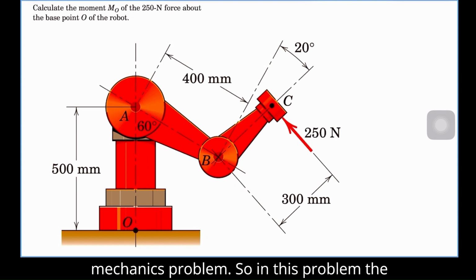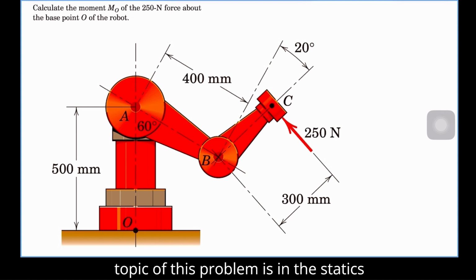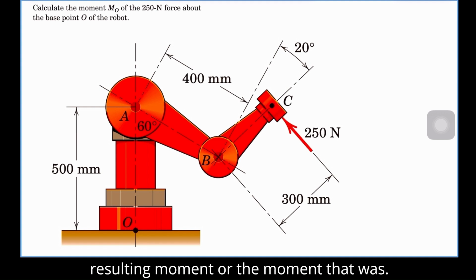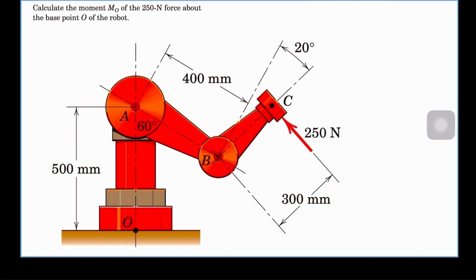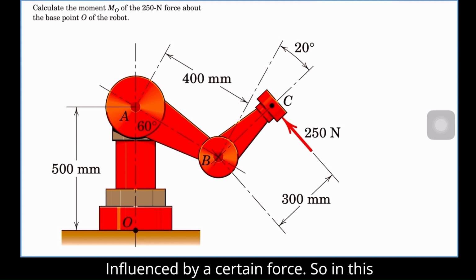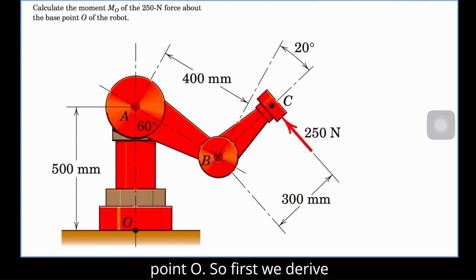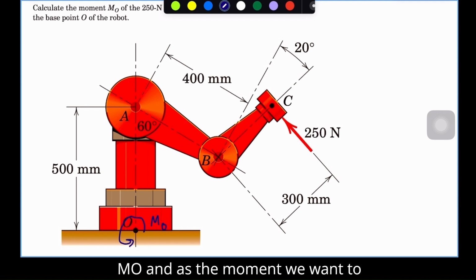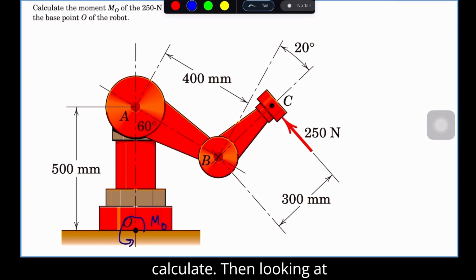So in this problem, the topic is in the statics subject. Particularly, it is in the topic of the resultant moment, or the moment that is influenced by a certain force. The question simply asks for the moment at the base, point O. So first we denote point O here, M_O, as the moment we want to calculate.